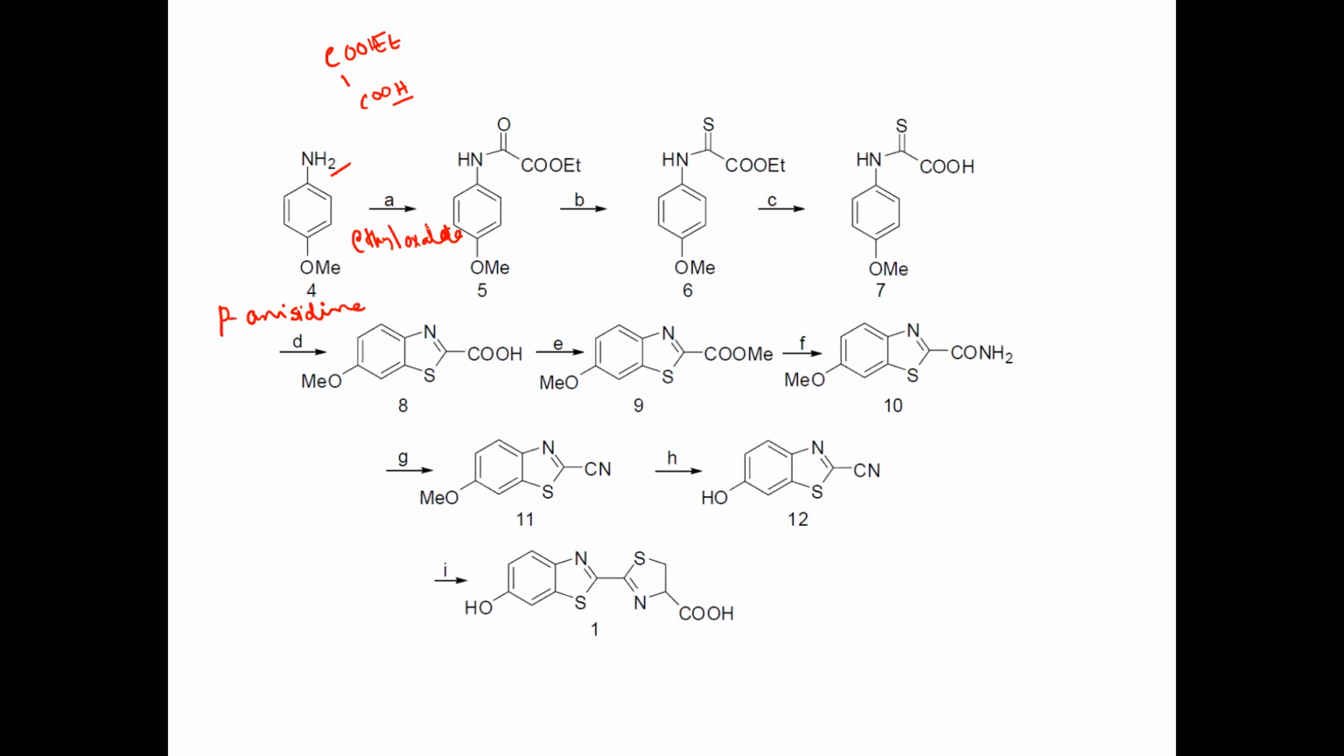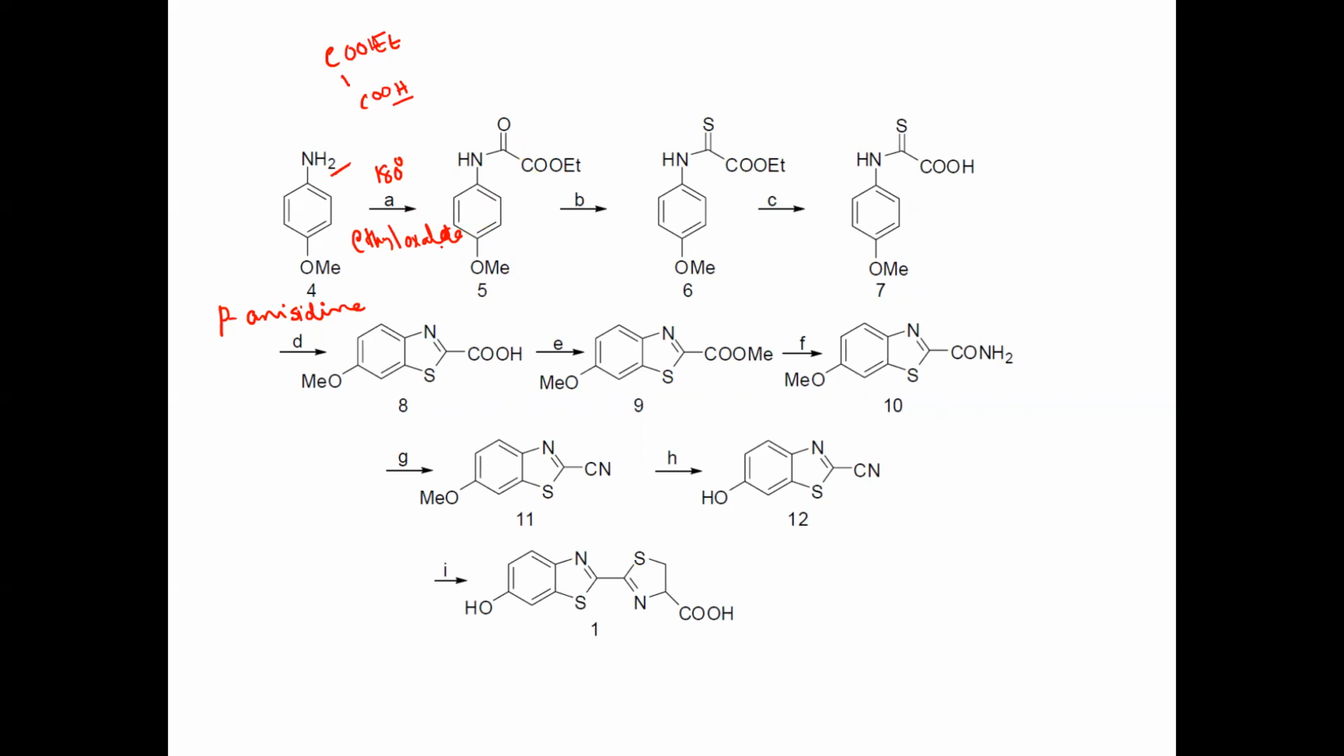The reaction will take place at 180 degrees Celsius, and it forms this compound. This is the first step of the process. That means a COOEt group is introduced to the amino group of the para-anisidine, the first step.